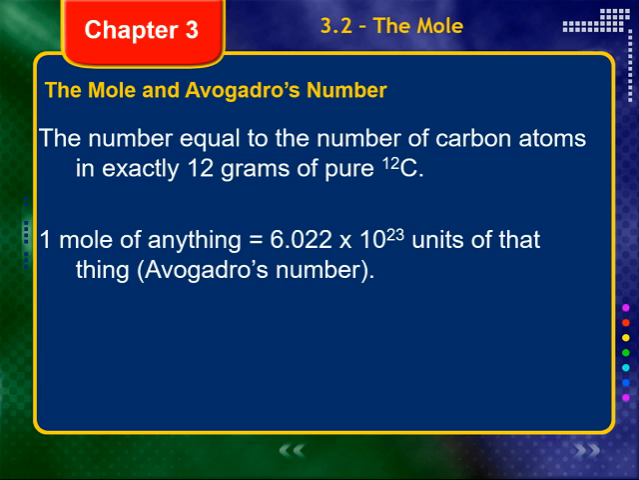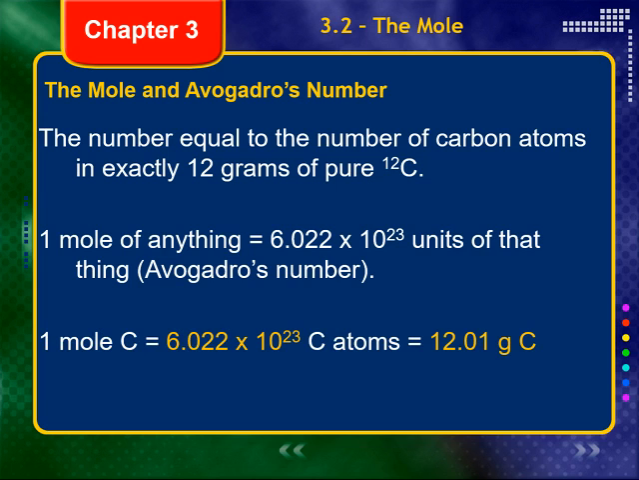So that's a mole. 1 mole of anything is 6.022 times 10 to the 23rd units of that thing. Whatever that thing is, that's how many of them there are. And that number is known as Avogadro's number. In other words, 1 mole of carbon has 6.022 times 10 to the 23rd carbon atoms, and it has a mass of 12.01 grams.